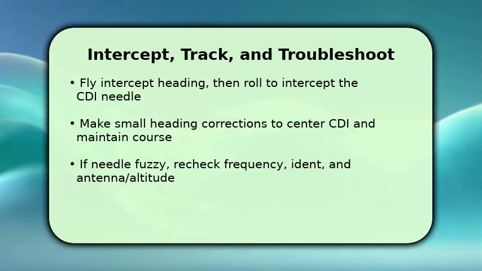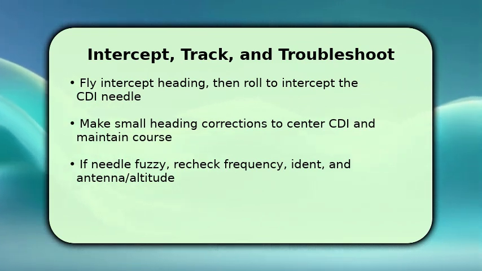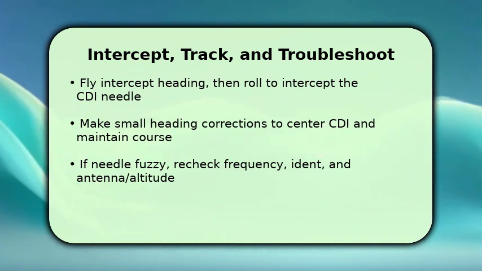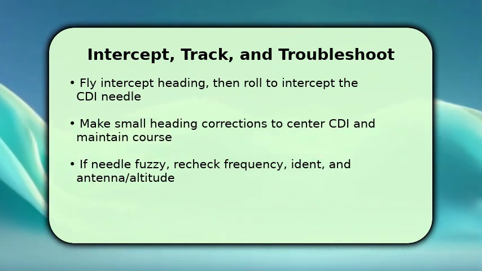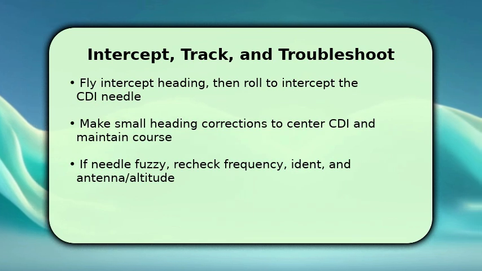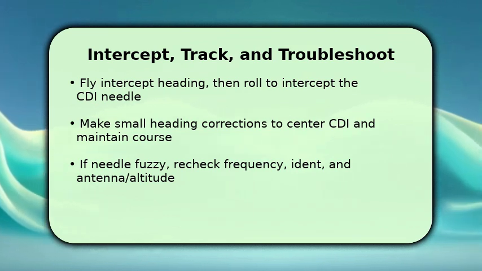If the CDI wanders unexpectedly or shows inconsistent deflection, troubleshoot by rechecking the VOR frequency and ident, confirming NAV source selection, and verifying aircraft altitude and antenna condition, then re-establish navigation.